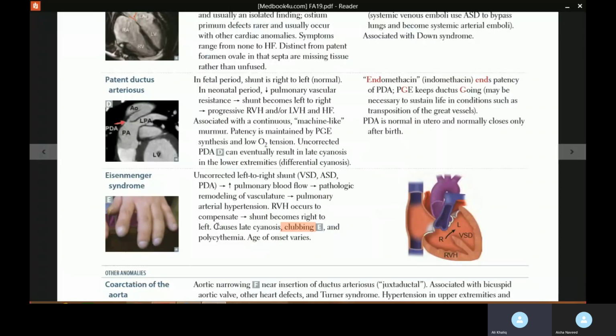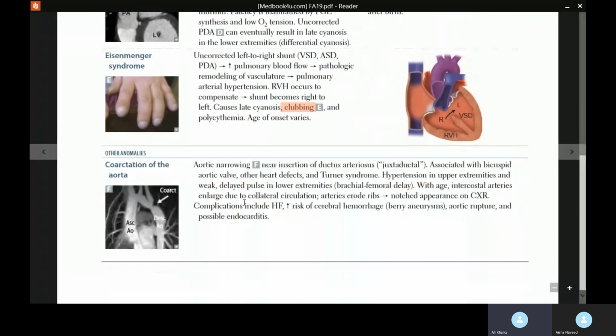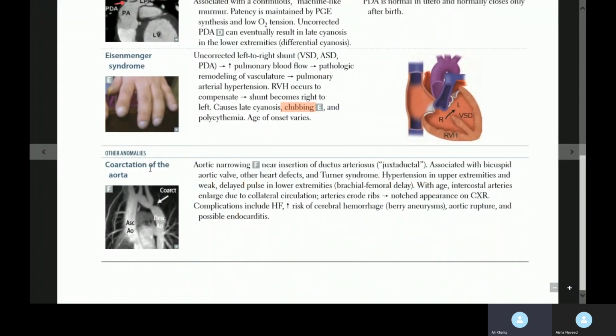Now the next topic in front of you is the coarctation of the aorta. I know you may have heard about coarctation as well. Coarctation simply means the narrowing of the aorta. Now, the beautiful thing is that coarctation usually happens near the insertion of the ductus arteriosus. They didn't tell you whether it is before the ductus or after the ductus.